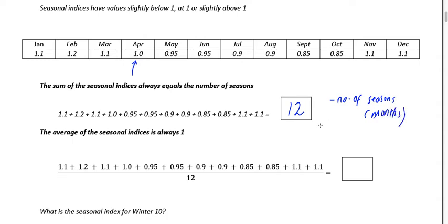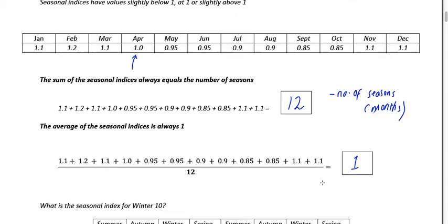The other thing about seasonal indices, if we take this one step further: once we add them together, if we divide by how many there are, which is 12, so therefore take the average of the seasonal indices, we will always get 1. This makes sense because if you add up the seasonal indices, you get the number of seasons, and then you divide by the number of seasons you had. So it's always the same number, top and bottom, which simplifies to 1.